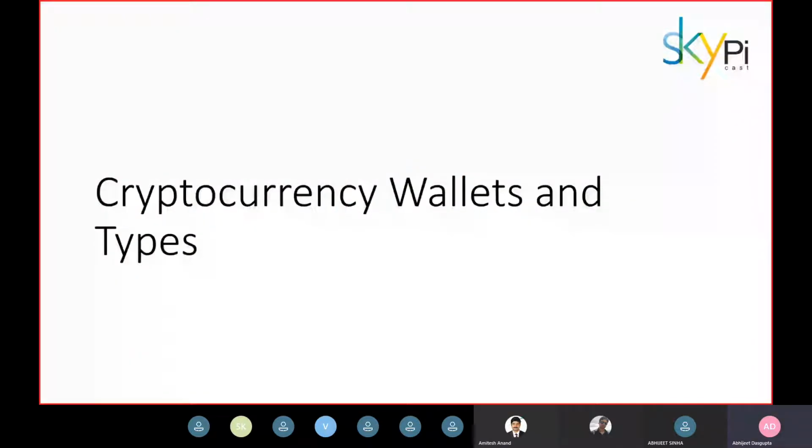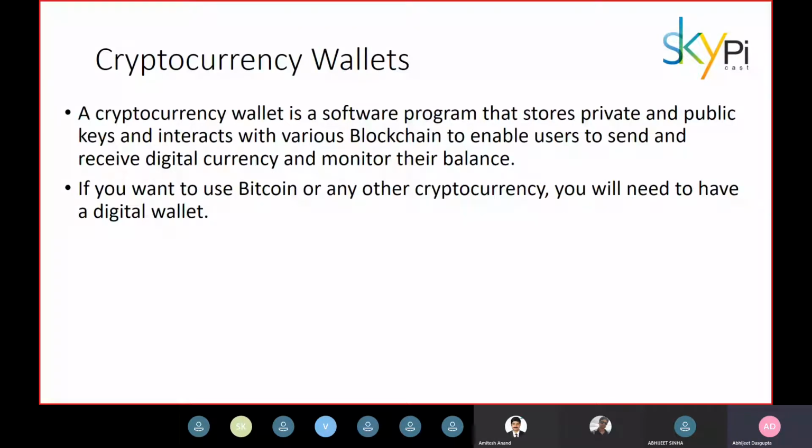The next concept that we are going to have a look at is cryptocurrency wallets. Wallets are very important whenever we talk in terms of cryptocurrencies. Wallets are something like a software program which stores the private and public keys of your addresses, in which you are collecting all your coins.